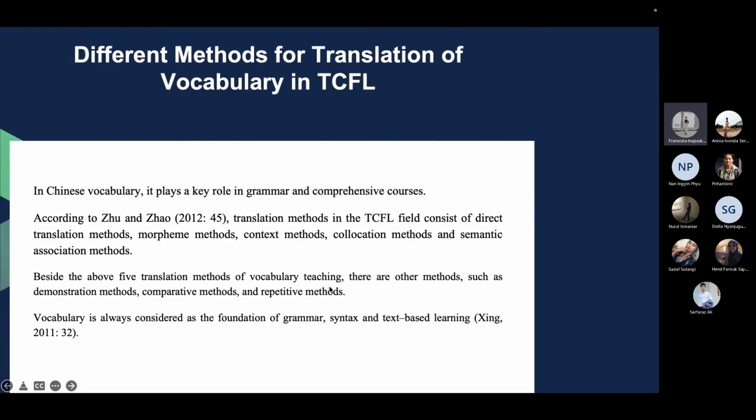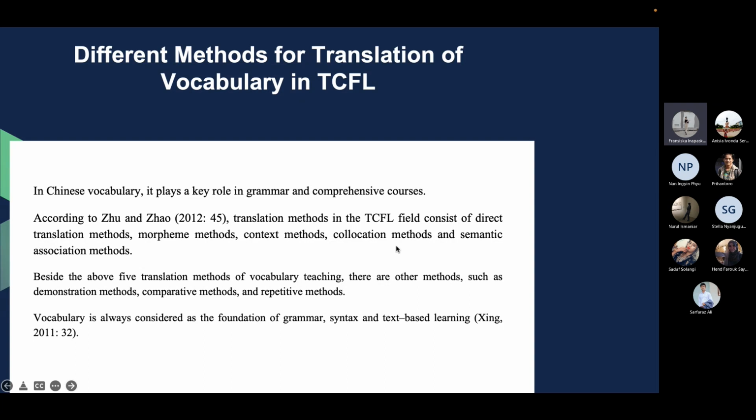Next is the context method. It is an approach to teaching vocabulary that focuses on the specific environment around the target word, for example phrases, sentences, or collocations. In this case, the environment refers to the language environment within which the word is being taught, for example whether it is spoken in Chinese, English, Japanese, or other foreign languages.